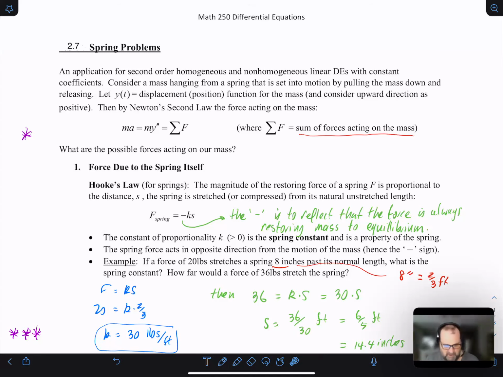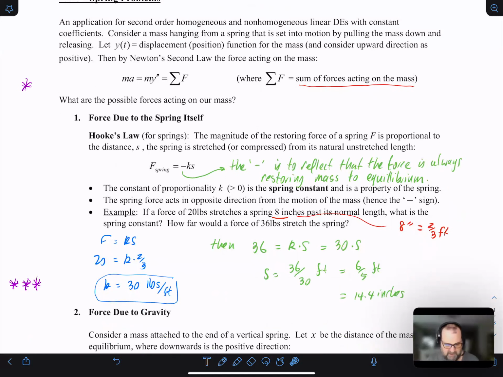All right, so let's look at the situation that we are looking to model. Again, we have a mass hanging from a spring that is set into motion, and we want to consider what are the forces acting on our mass. There are a few things possible here. Not all are present at all times, but we will look at these in general. The first one, which will be present, is the force due to the spring itself. The spring always has a tendency to pull the mass back to its equilibrium.